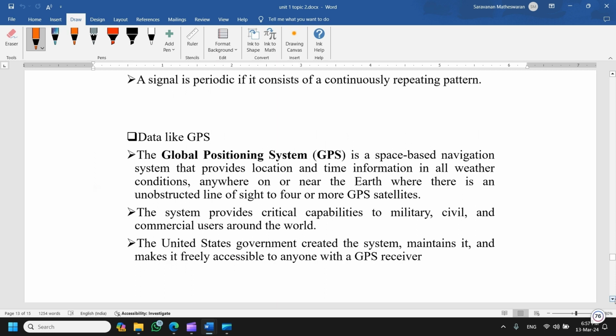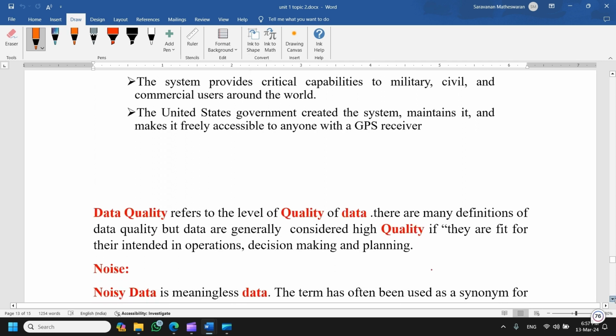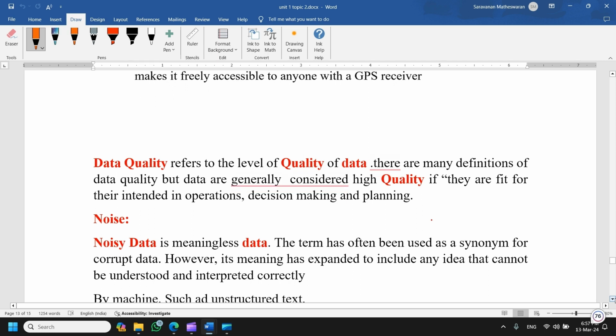The United States government maintains a database system and makes it freely available, for example GPS receivers. Data quality refers to the level of the data. Quality means whether we have good quality data or not. Generally, data is considered high quality if it fits its intended use in operations, decision making and planning.